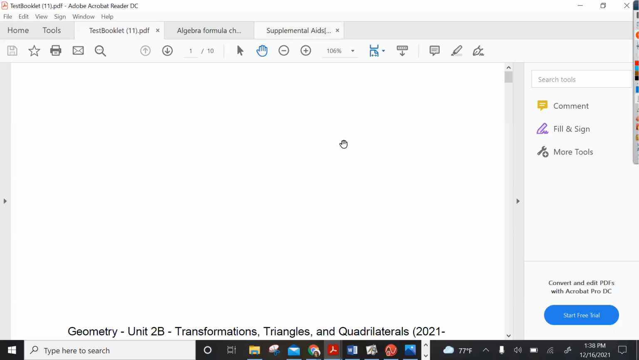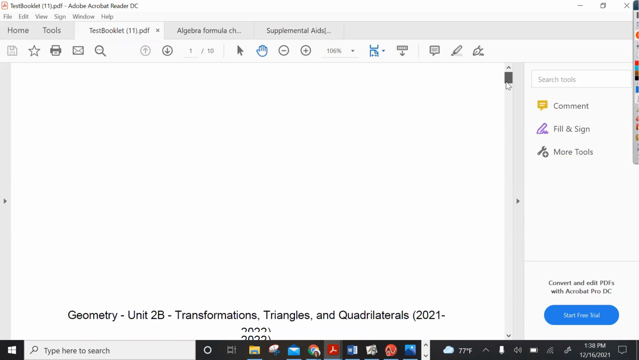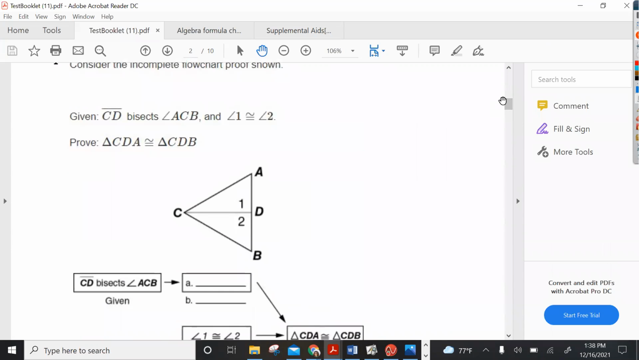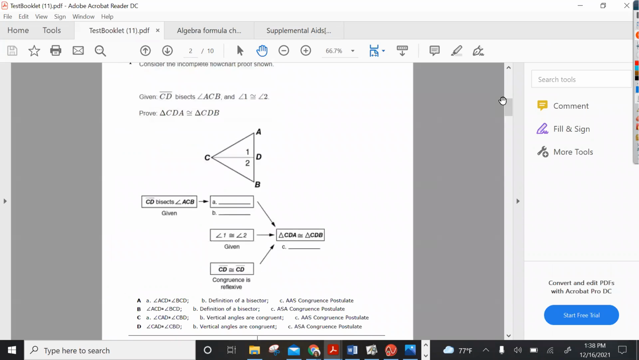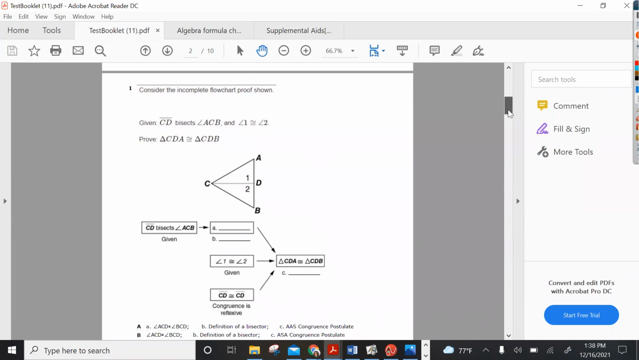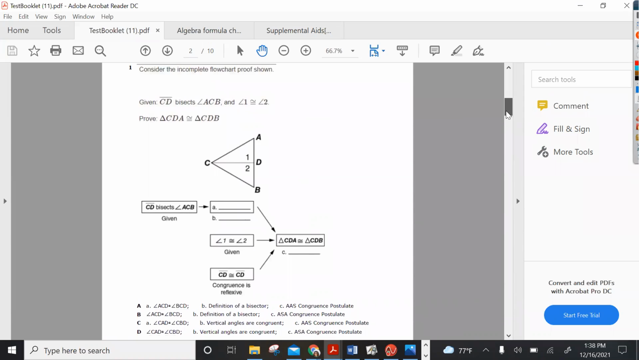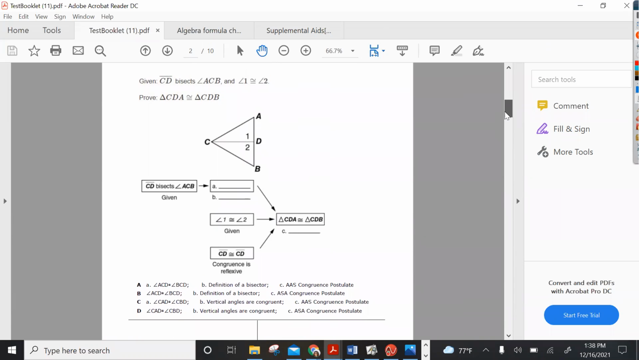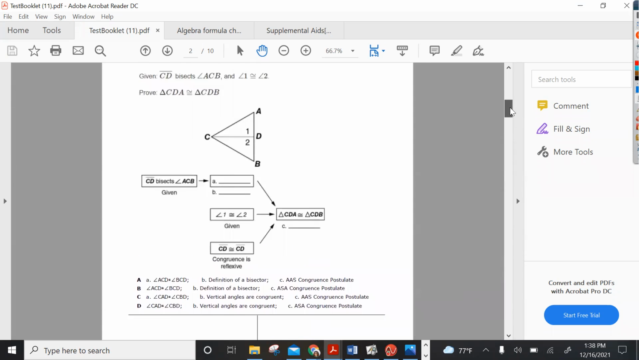Hello, so we're going to be doing test corrections today on Unit 2B. I'm going to have to zoom out a couple times because it's a little bit bigger. Our first one says, consider the incomplete flowchart as shown. Given CD bisects angle ABC and angle 1 is congruent to angle 2, prove that triangle CDA is congruent to CDB. And it wants us to fill in the parts.